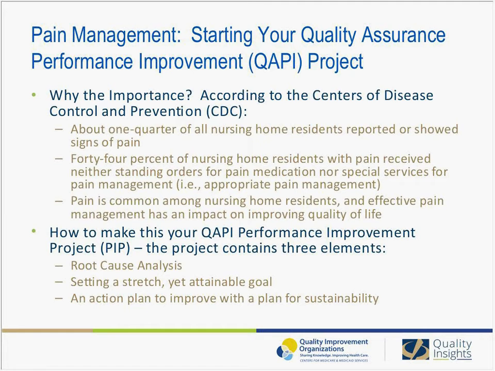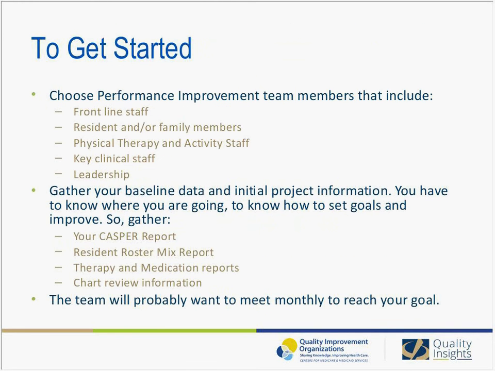Well, typically most projects contain these three elements: a root cause analysis, setting a stretch yet attainable goal, and an action plan to improve, including a plan for sustainability. We're going to go through each one of them step by step. So at first, to get started, you need to choose good multidisciplinary performance improvement team members, which could include frontline staff. They have an important piece to this puzzle.